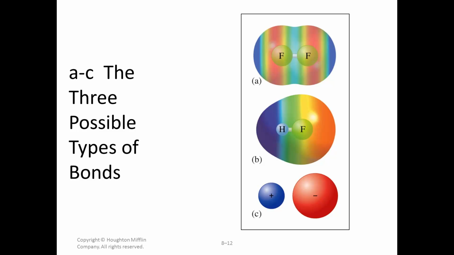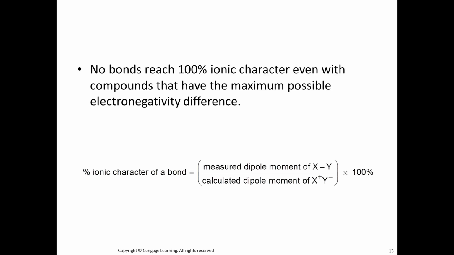We can calculate how ionic a bond is. Keep in mind that no bonds reach 100% ionic character, even with compounds that have the maximum possible electronegativity difference. Here, our percent ionic character of a bond is the measured dipole moment of XY divided by the calculated dipole moment of XY ionic solid, times 100%.